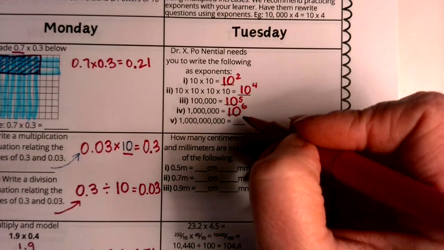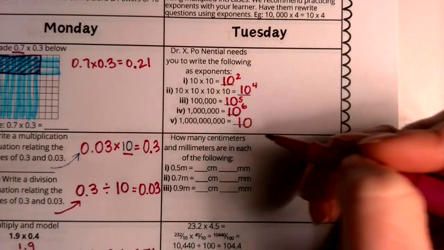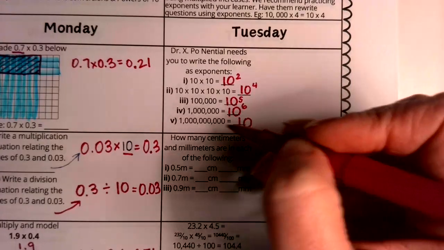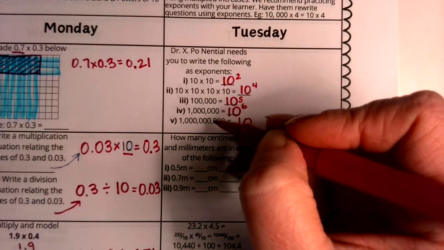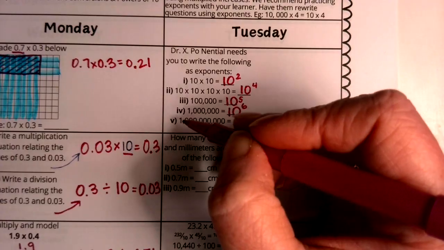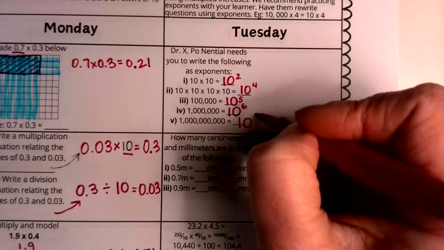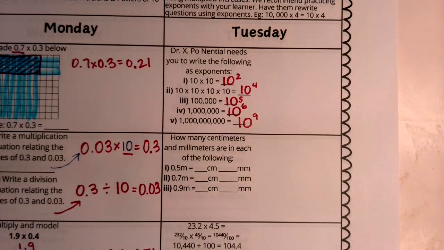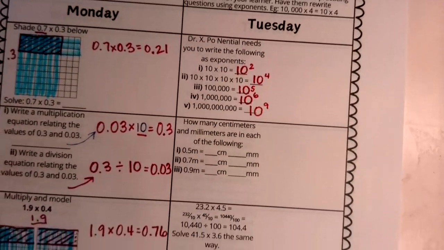Okay, let's come to our very last one. Of course, our base is going to be 10. And when I take a look, there's 3 zeros, 6 zeros, 9 zeros. This is 10 to the power of 9. Okay, that was a good opportunity to think about the powers of 10.